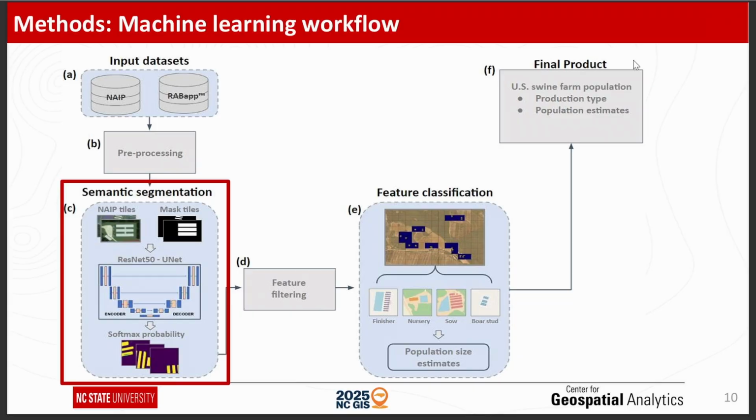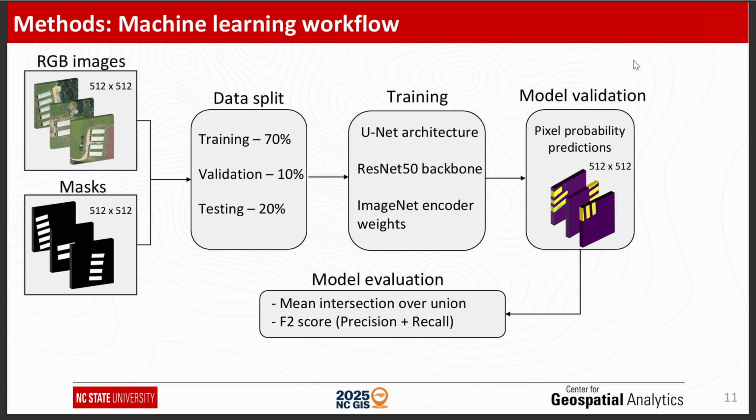And so that is what goes as input into our semantic segmentation model. Just to reiterate, we have our 512 by 512 meter tiles that we chopped up for all the counties and their corresponding masks. We split that data into 70% training, 10% validation, and 20% testing, and we input that into our model, which has a U-Net architecture. It's a widely used deep learning model for segmentation or building footprint extraction.